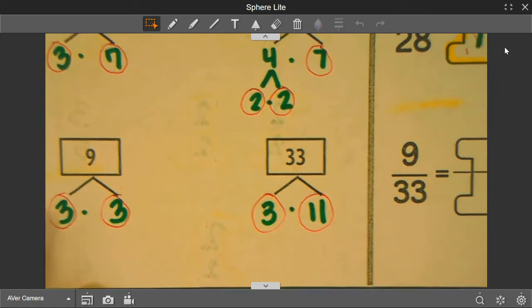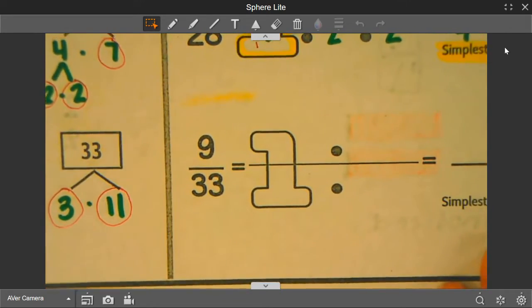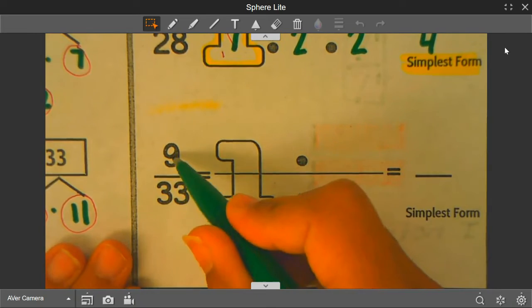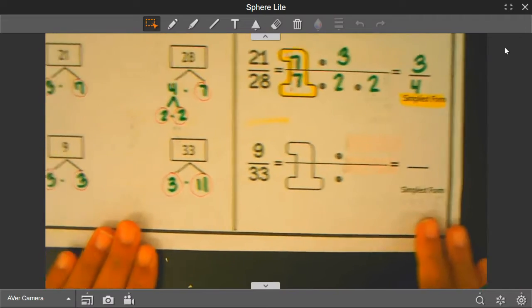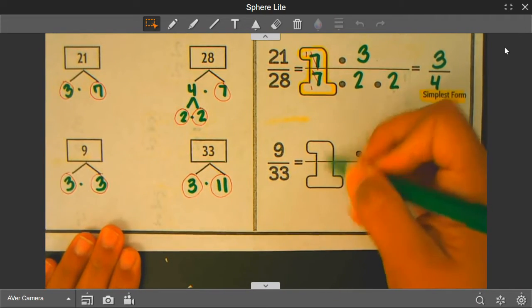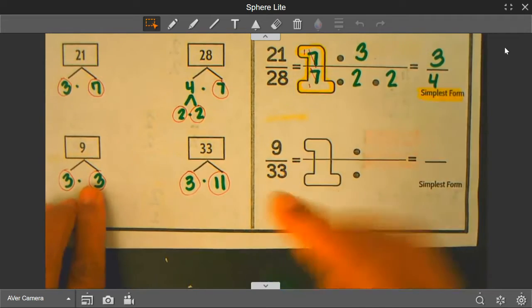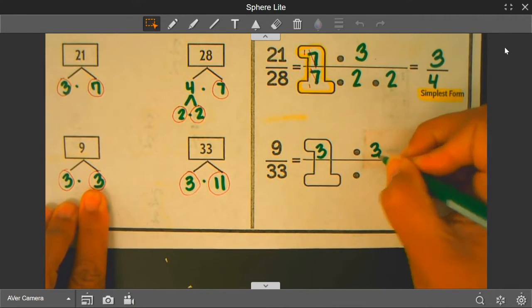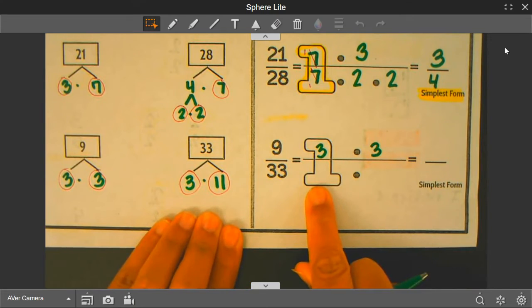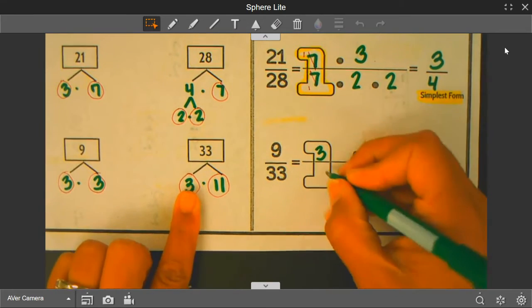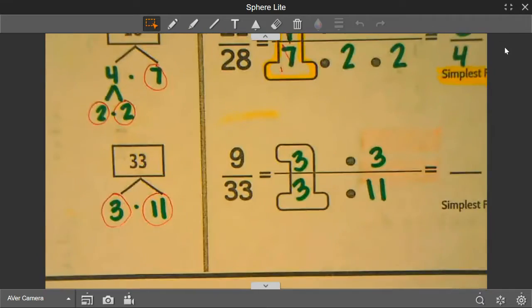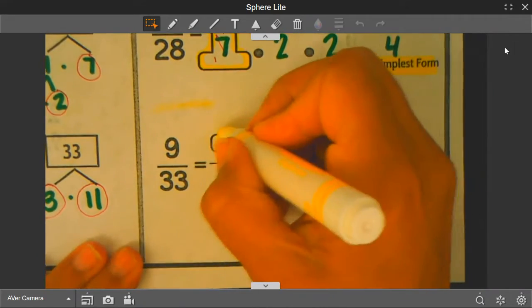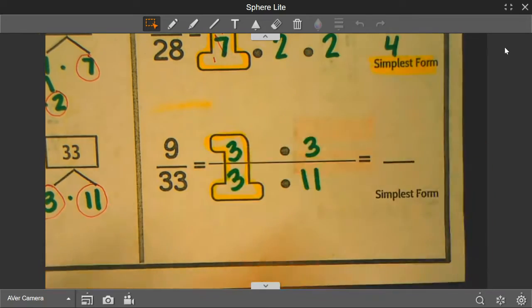Now let's use those prime numbers to simplify the fraction 9 over 33. All right, so let's take a look. If I'm trying to create a giant 1, for my 9, I'm going to put 3 times 3. For my 33, now what makes most sense to put in this giant 1? Yes, the 3, and then times 11. Okay, so I have my giant 1, 3 divided by 3. Makes a nice little giant 1.